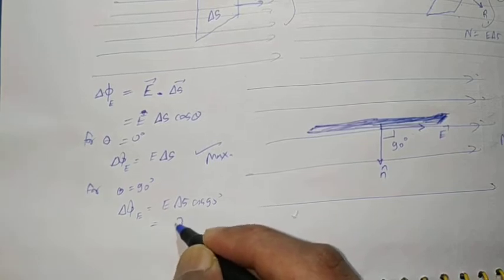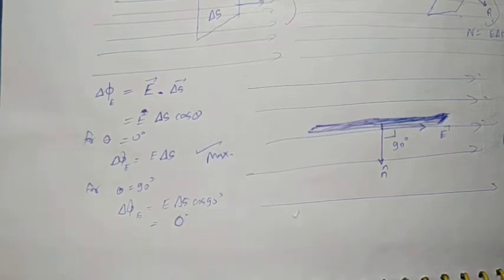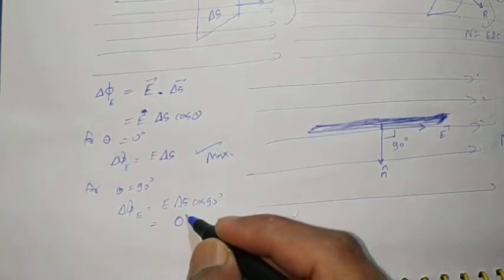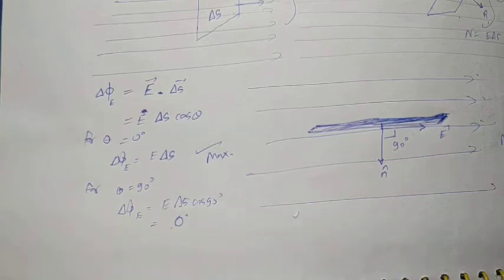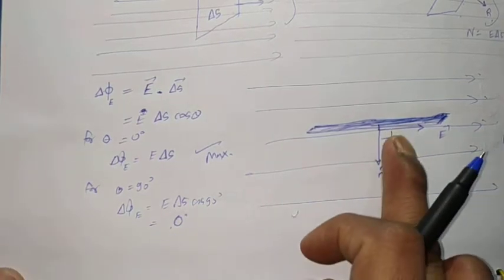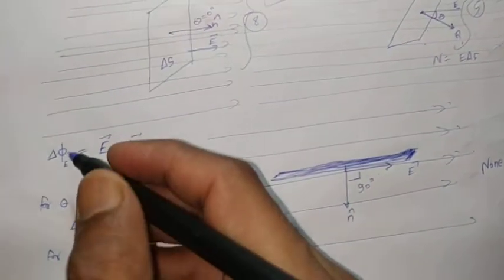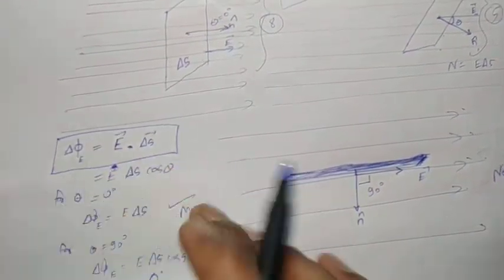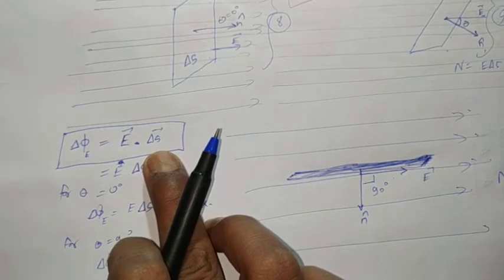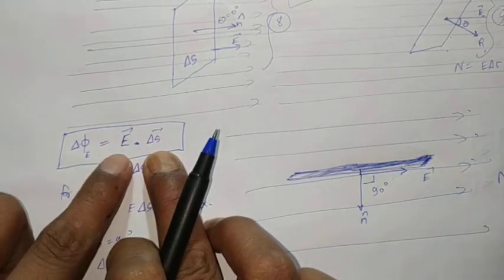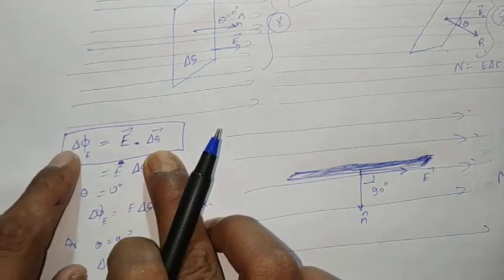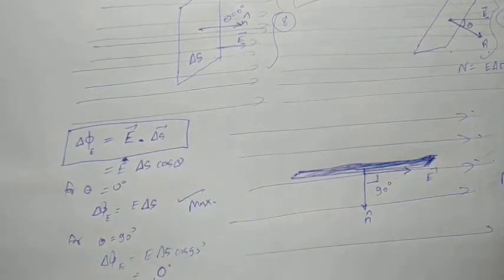Cos 90 is equal to 0. So the flux passing through this is 0, and we can see it here. The flux passing is 0. So the general formula for flux passing through any small area delta S put in an electric field E is delta phi E equals E dot delta S.